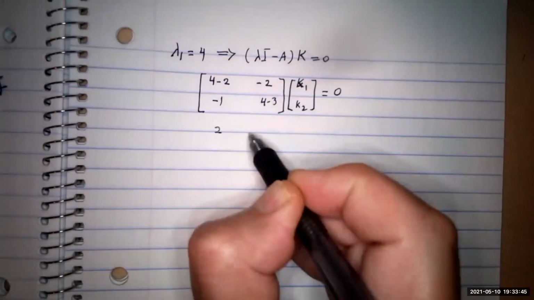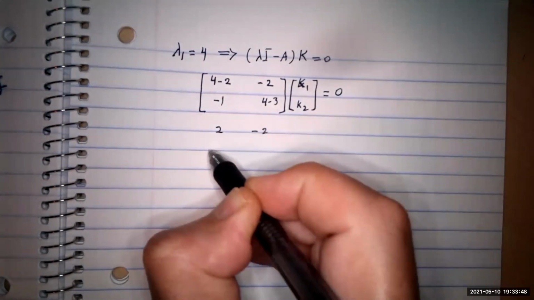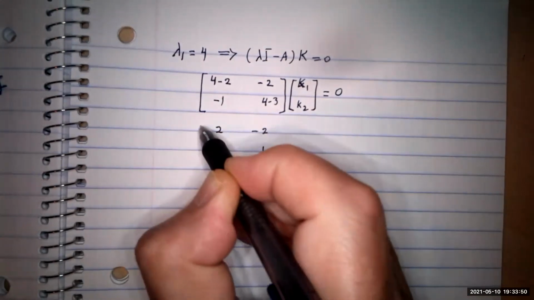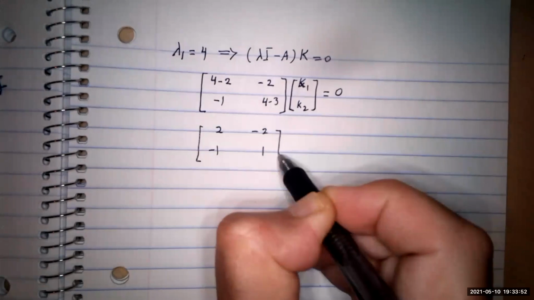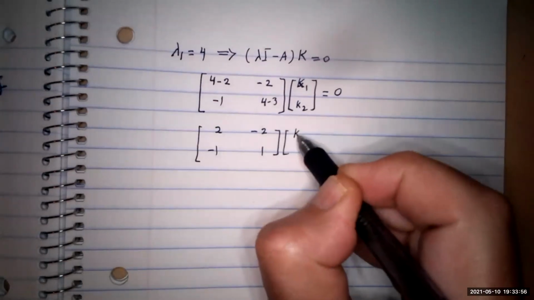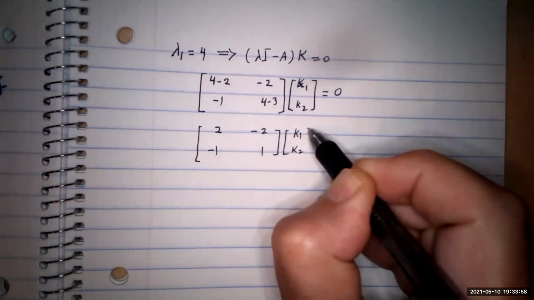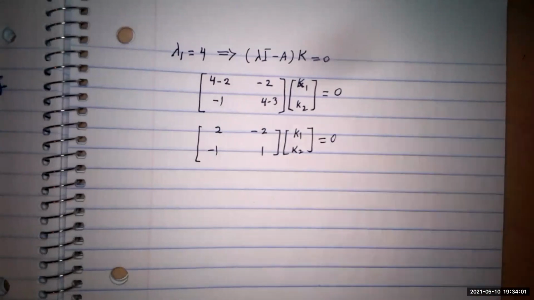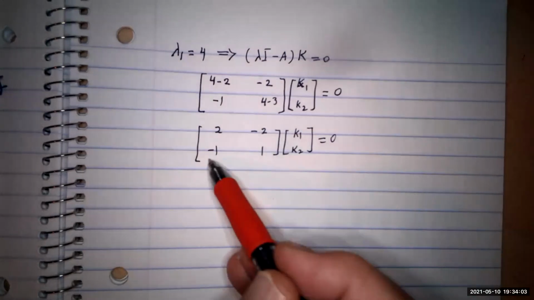So this is going to be 2, negative 2, and this is going to be negative 1, 1. As usual, one of them is a multiple of the other one, so we don't have to continue. It's k1 and k2 equal to the 0. So I go with this one.